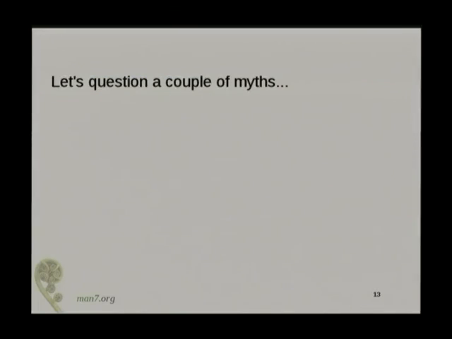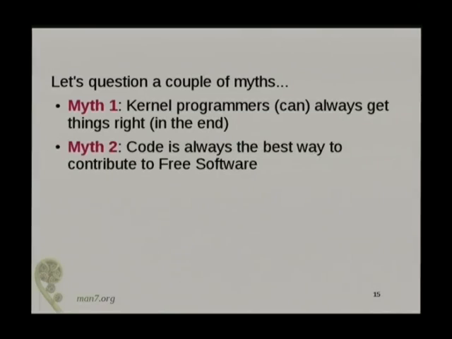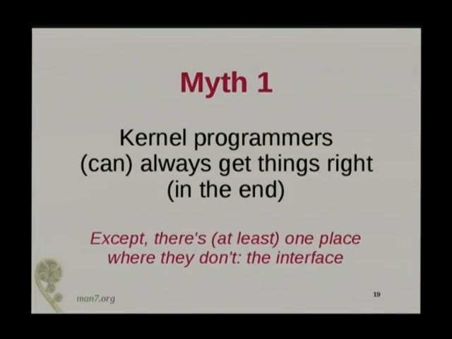And I want to question a couple of myths. The first one is that kernel programmers can always get it right, at least in the end. And the other one is that code is always the best way to contribute to free software. So the first myth, kernel programmers always get things right, in the end. But there's one place that they can't, and they don't, and that is the interface between the kernel and user space.